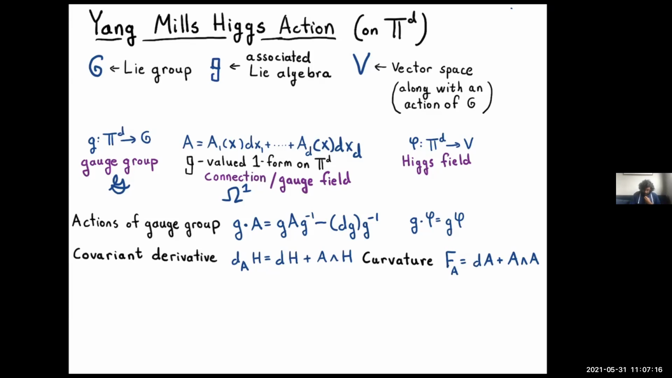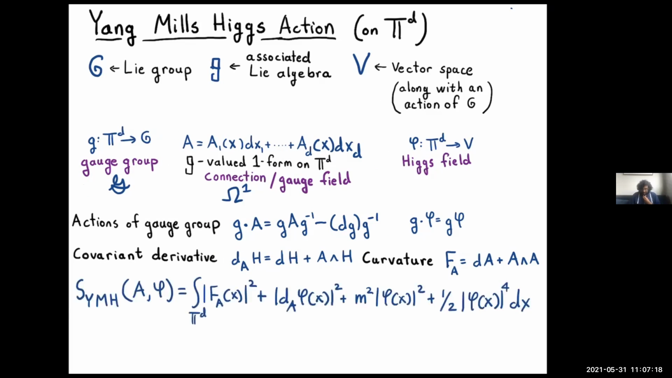And so we're going to take all of these together and define an action, the Yang-Mills-Higgs action. And what's the role of actions? If you're talking about classical physics, the idea is that an action is something that you cook up so that its minimization problem gives you equations of motion for some system.